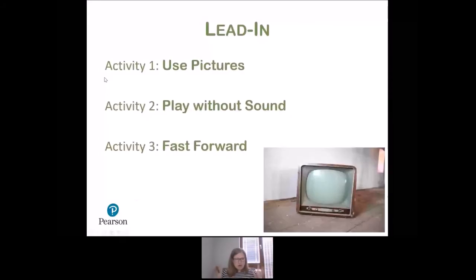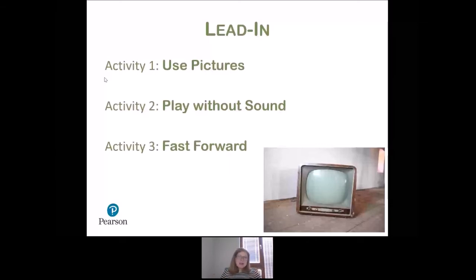Or what you can do, if you have the main video for your lesson, you can play the whole thing or play only a part of it without sound at the beginning of the lesson. And because there are only the visuals, you can let your students guess what the lesson is going to be about. So it's again predicting, guessing. There might be some conflicting ideas, so it's also good. You never know what your students might come up with.